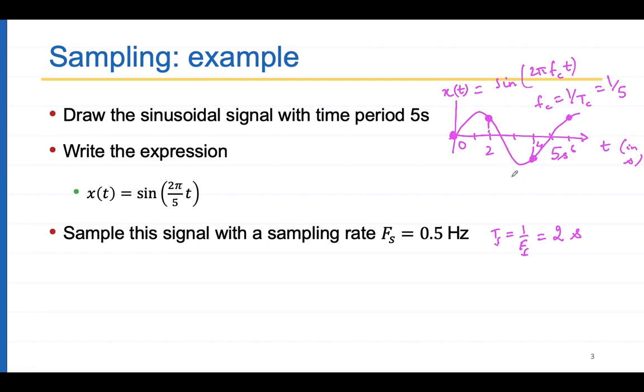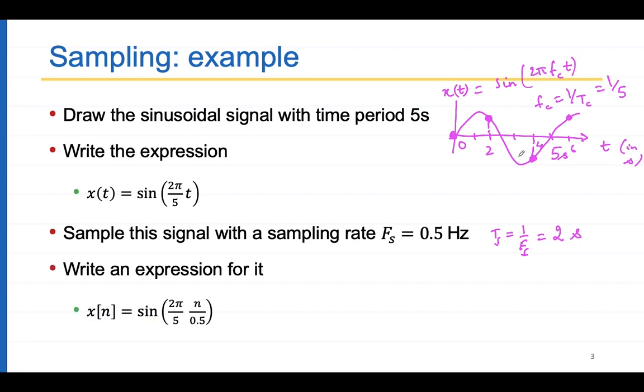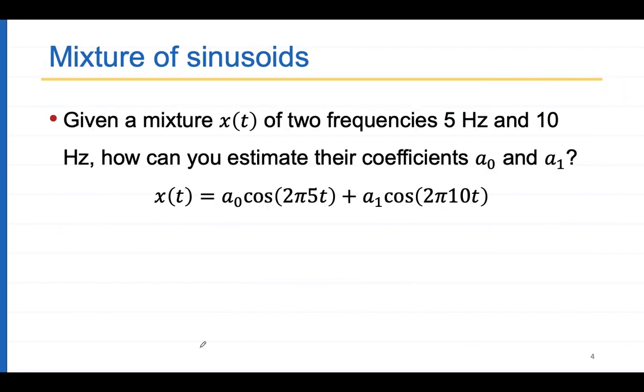Okay, so this is how I've sampled it in the figure, but now analytically, how will the expression look? So my x[n] will be simply sine of 2 pi by 5 t. I replace t with n times Ts, which is equal to n upon fs, which is n upon 0.5, or it is equal to 2n. So this is the expression for this. I think now sinusoids and sampling are very clear. Let's move on to the Fourier transforms.